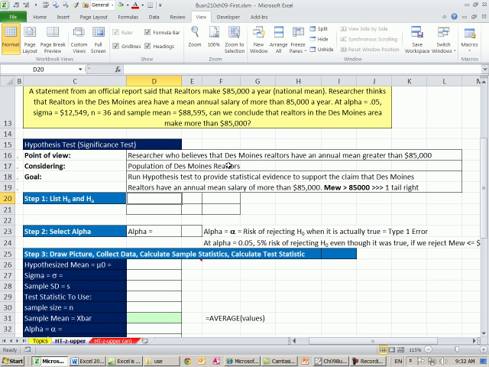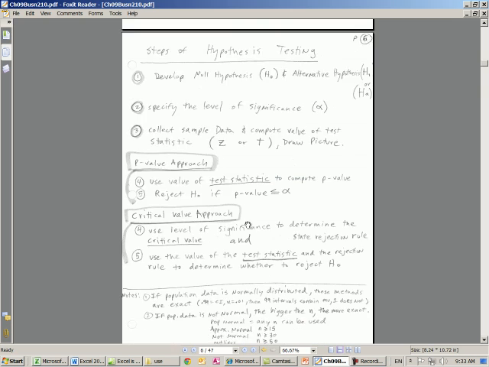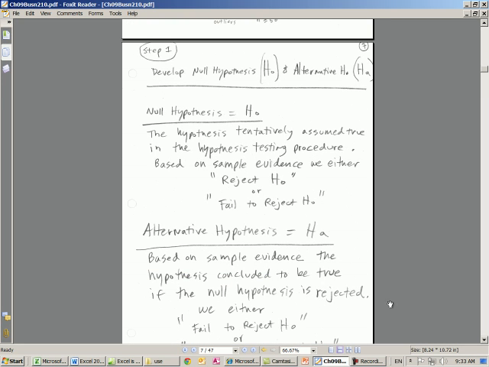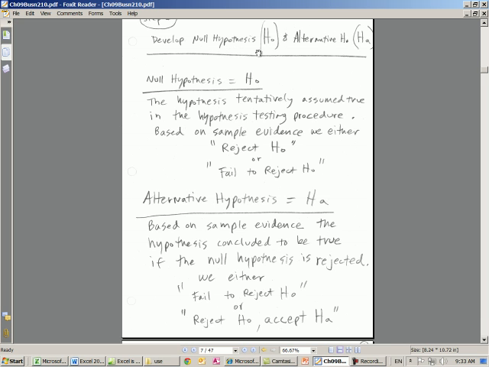All right, now I want to jump back over to the PDFs just for a moment and look at page 7. Step 1 is develop the null hypothesis, H sub 0, and the alternative hypothesis. The null hypothesis, H sub 0, that little 0 means no difference from. That's going to be the hypothesis tentatively assumed true in the hypothesis testing procedure. Based on sample evidence, we either reject H sub 0 or fail to reject H sub 0.